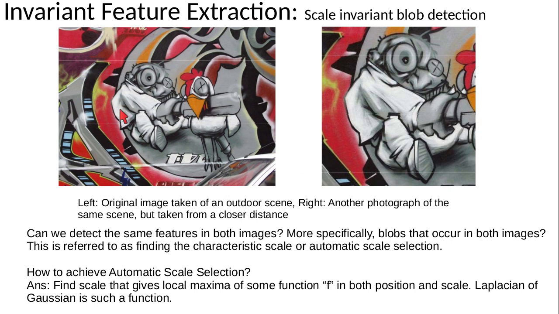Can we detect the same features in both the images? More specifically, the goal of scale invariant blob detection is to detect blobs that occur in both the images. This is also referred to as automatic scale selection. And how do we achieve this? In a nutshell, we identify a scale that gives you local maxima of some function f in both of these images. And the Laplacian of Gaussian is such a function.